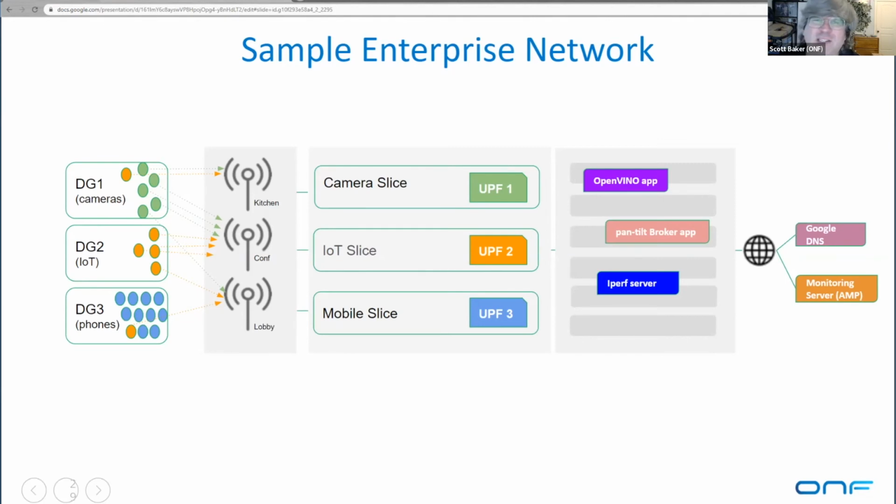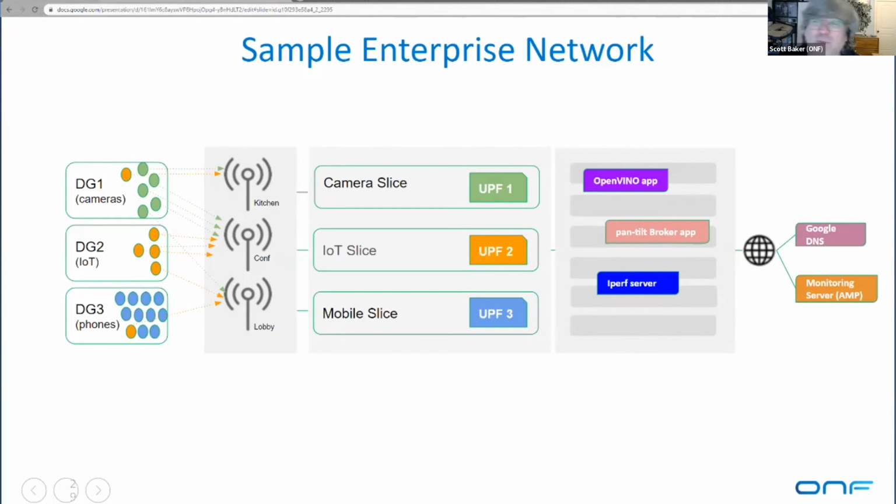And then there's 3 slices. So the camera device group here goes with the camera slice. The IoT sensor device group is in the IoT slice. And the phone device group goes with the mobile phone slice. Now, don't think that there's a one-to-one between slice and small cell. They just happen to be depicted this way, but really this camera slice can talk through any of these radios. So this camera device group can go down here into this radio and then into the camera slice. Each slice does have a dedicated UPF associated with it. That's the dedicated resources for forwarding its packets.